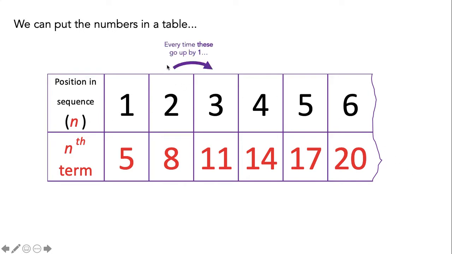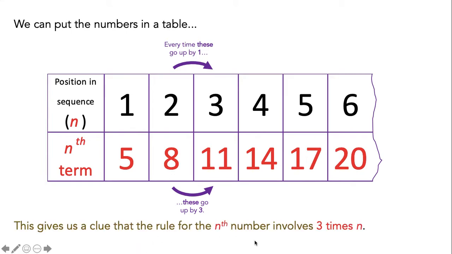So every time the position in the sequence goes up by 1, we notice in this case that the terms themselves go up by 3, and that gives us a big clue that if there's a rule for this, the rule for the nth number involves 3 times n, because these numbers are going up 3 times as fast as these numbers.